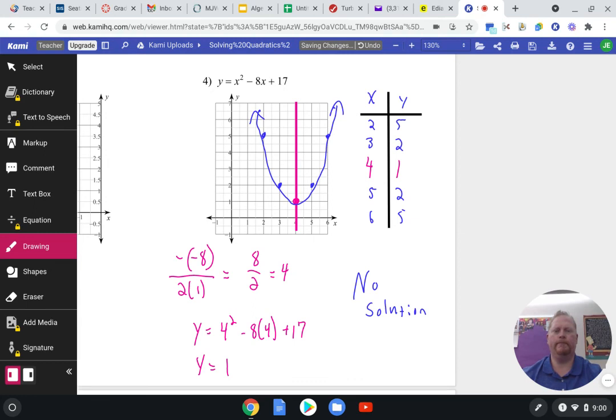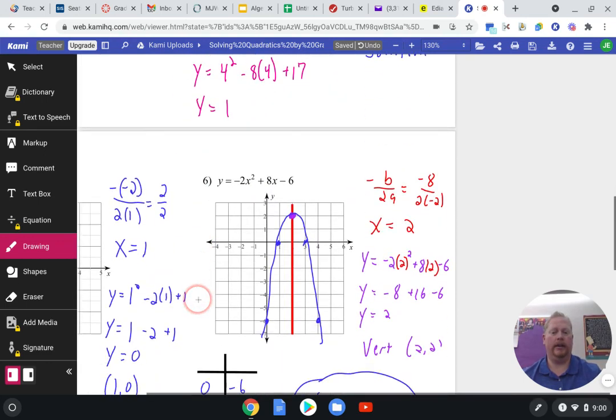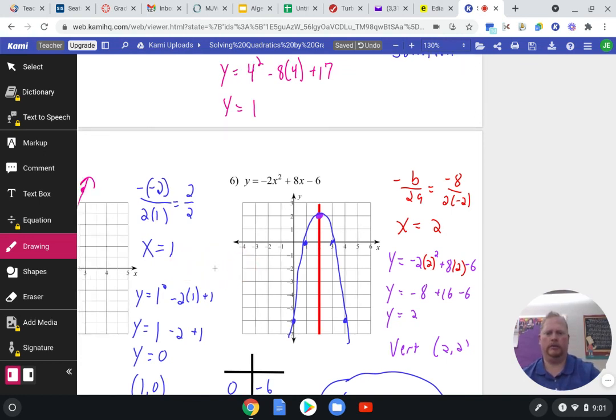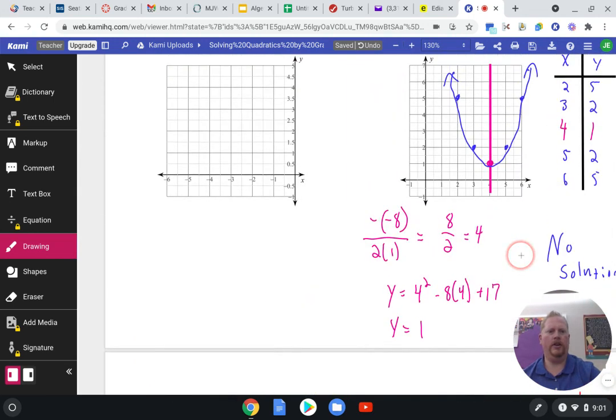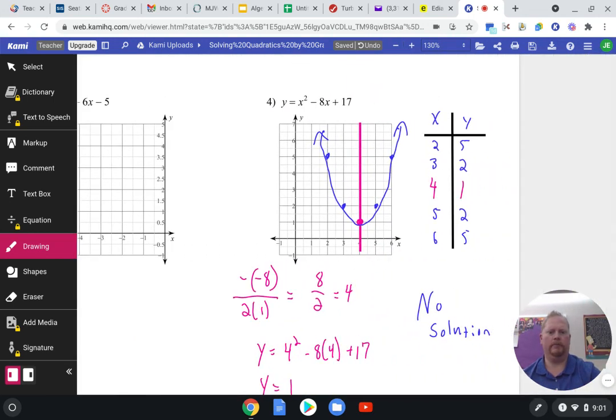Okay? So hopefully you guys are getting decent at graphing parabolas. Recognize that they can have two solutions, like we did down here. It could have one solution, like we did over here. Or it can have no solutions, like we did up here.